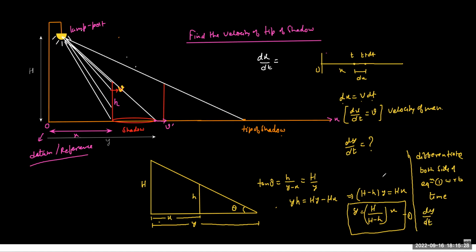So what will we get on the LHS? dy by dt, right guys? Yes. And on the RHS, we can clearly see this term is constant, so we have only dx by dt. And because dx by dt is known, so we can say dy by dt is also known. So we got the answer that dy by dt, which I am calling v dash, is equal to capital H upon capital H minus small h into v. This is how we find the relationship.